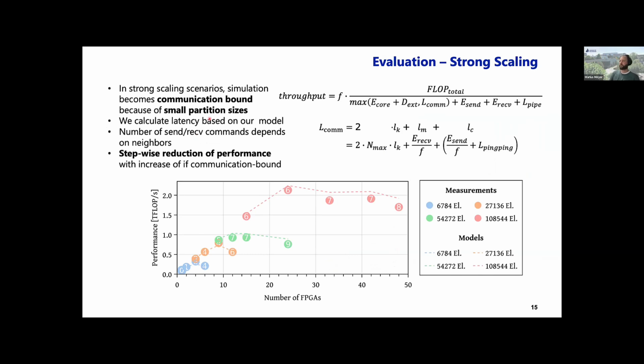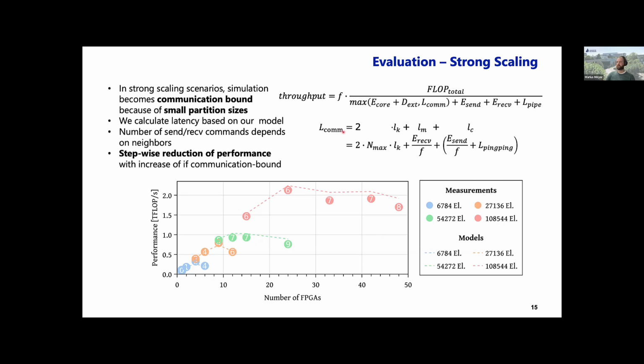So with the strong scaling, this looks a little bit different. I already mentioned our throughput model that we extended with our communication latency, and I mentioned our latency model for our buffered communication. And this now also has an effect in our strong scaling experiments. In this case, we take a fixed number of elements for our meshes and then scale it over an increasing number of FPGAs. So you can see here again.